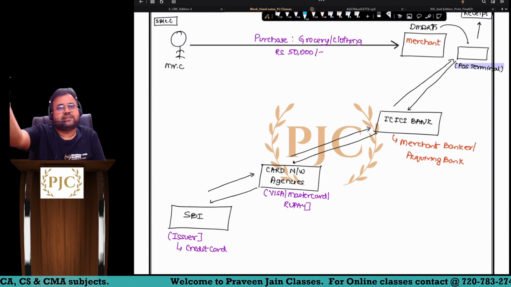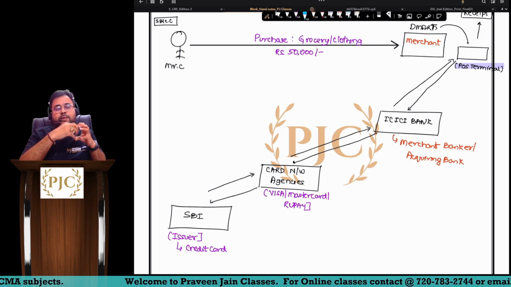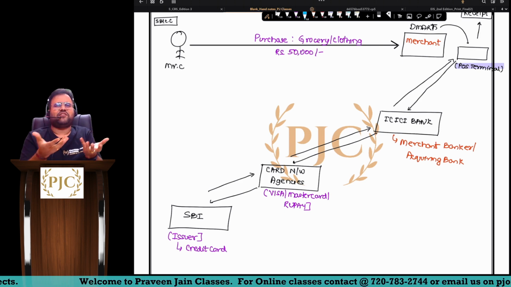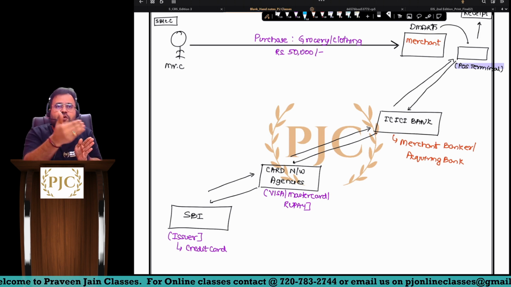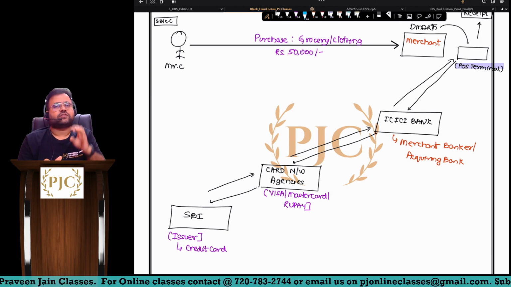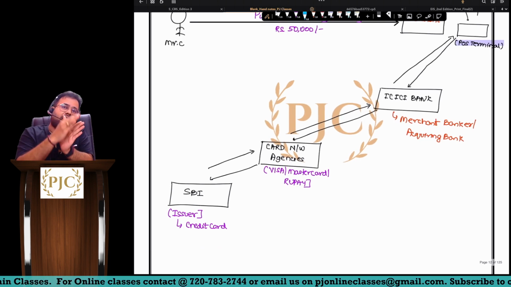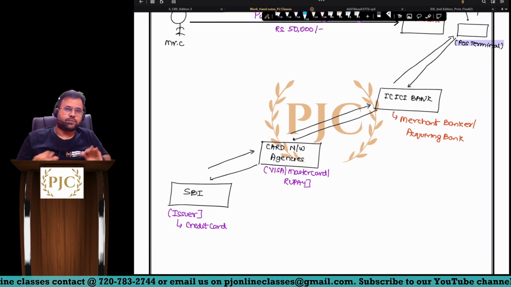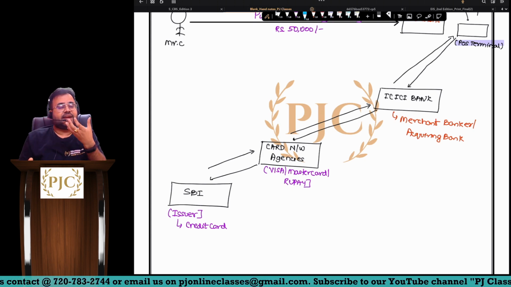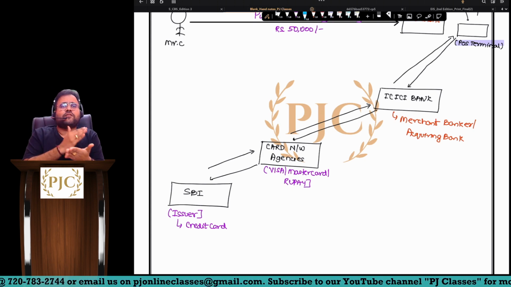So ICICI, through their network, will be communicating to the card network agency like Visa, RuPay, etc. Now that card could be of Visa, MasterCard, or RuPay also, sir. For example, it is a Visa card. So the card network agency will route this particular transaction to whom, sir? SBI. Now SBI has to authenticate, check whether, sir, whatever transaction Mr.